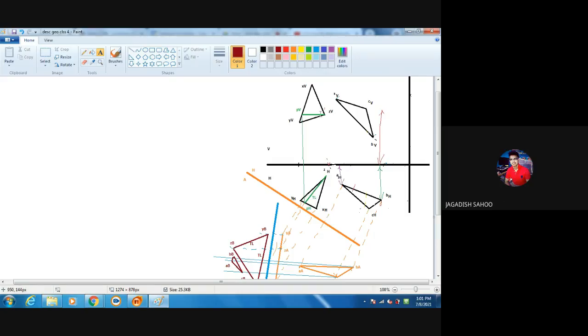Yes, yes. I have drawn a line. I actually have drawn a line parallel to the intersection so that I get the true length in the other plane. Yes. And in the next auxiliary plane, perpendicular to the true length, I got the edge view. Yes or no?